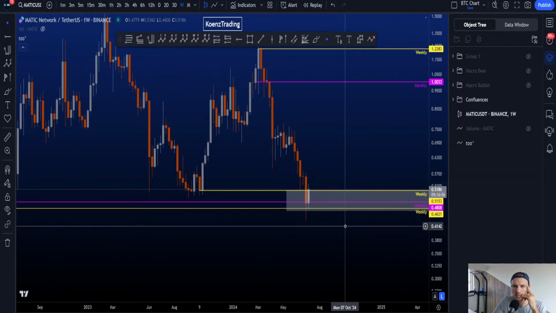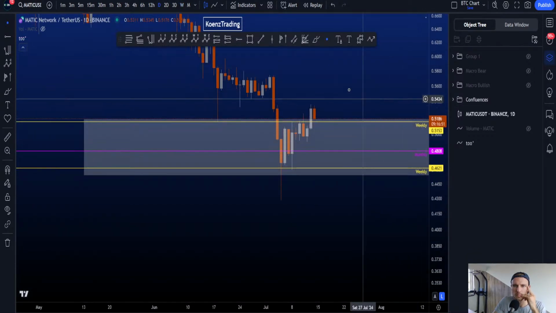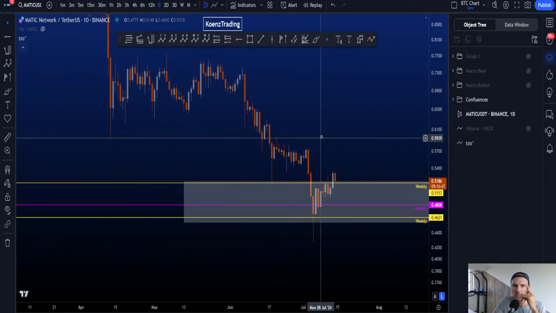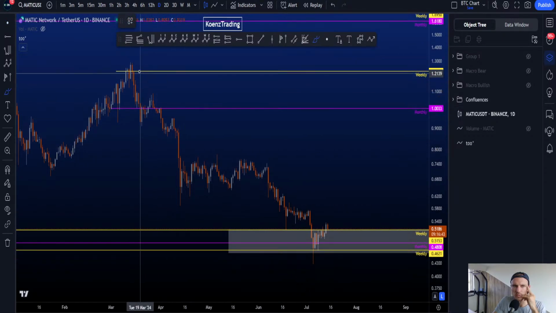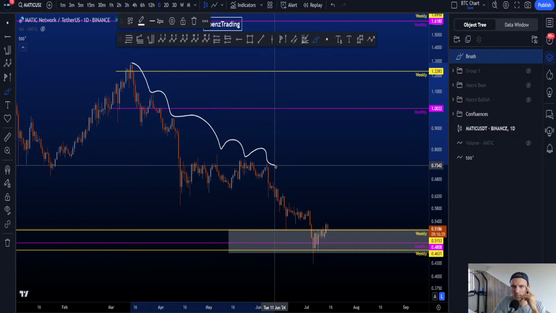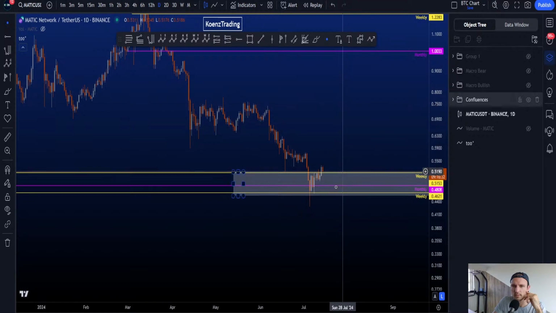Yeah, we are still at support here as well. Would be actually nice to see a change of structure here as well, no? Let's see. Yeah, so far it's just lower highs, lower lows. Low, low, low, low. So again, we are at support.